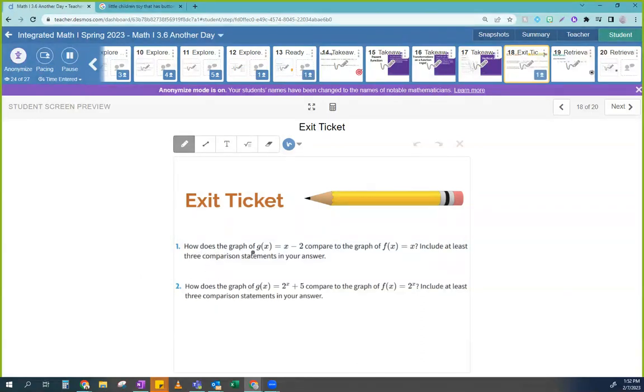Now listen, how does the graph of g of x equals x minus 2 compare to the graph of f of x equals x? Okay, how do these look? You could talk about your graphs. You could talk about your intercepts. You could talk about, you know, whatever you want. Same thing goes here. How does this compare to this? Now, you guys should be well equipped to answer this really well. Now, if you can't answer this, that's not a problem, right? Just figure out where you don't understand, and that's what we need to start making sure that you do understand.